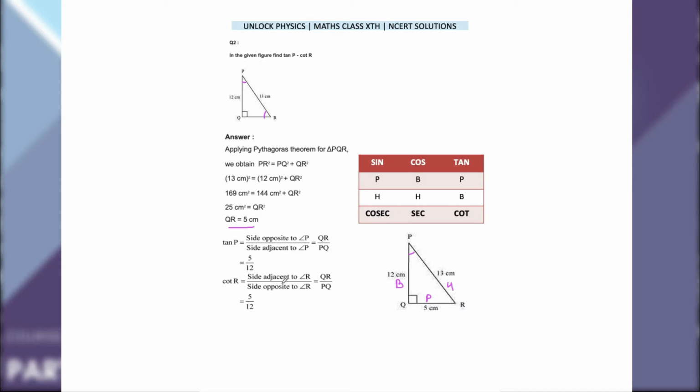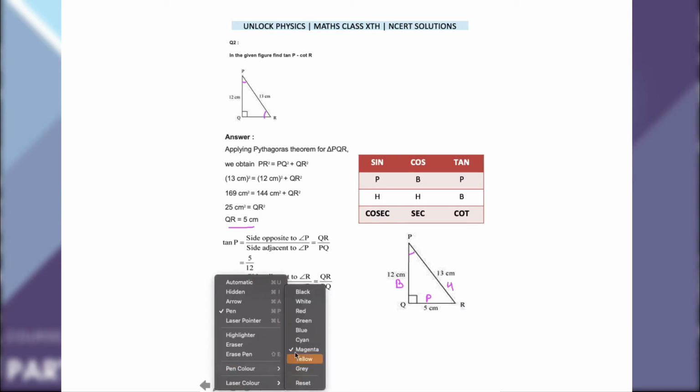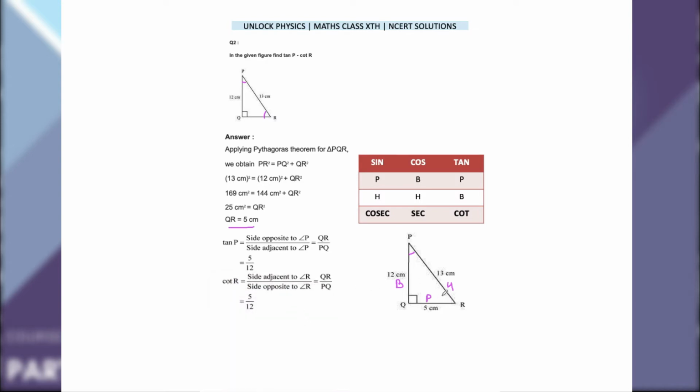Now cot R. For cot R, we see this. So the side in front of angle R would be our perpendicular. This will be our perpendicular, this will be our base, and this will be our hypotenuse. So cot R is base upon perpendicular, which is 5 upon 12 again. So now we can conclude that tan P minus cot R will be 5 by 12 minus 5 by 12, which is simply 0.